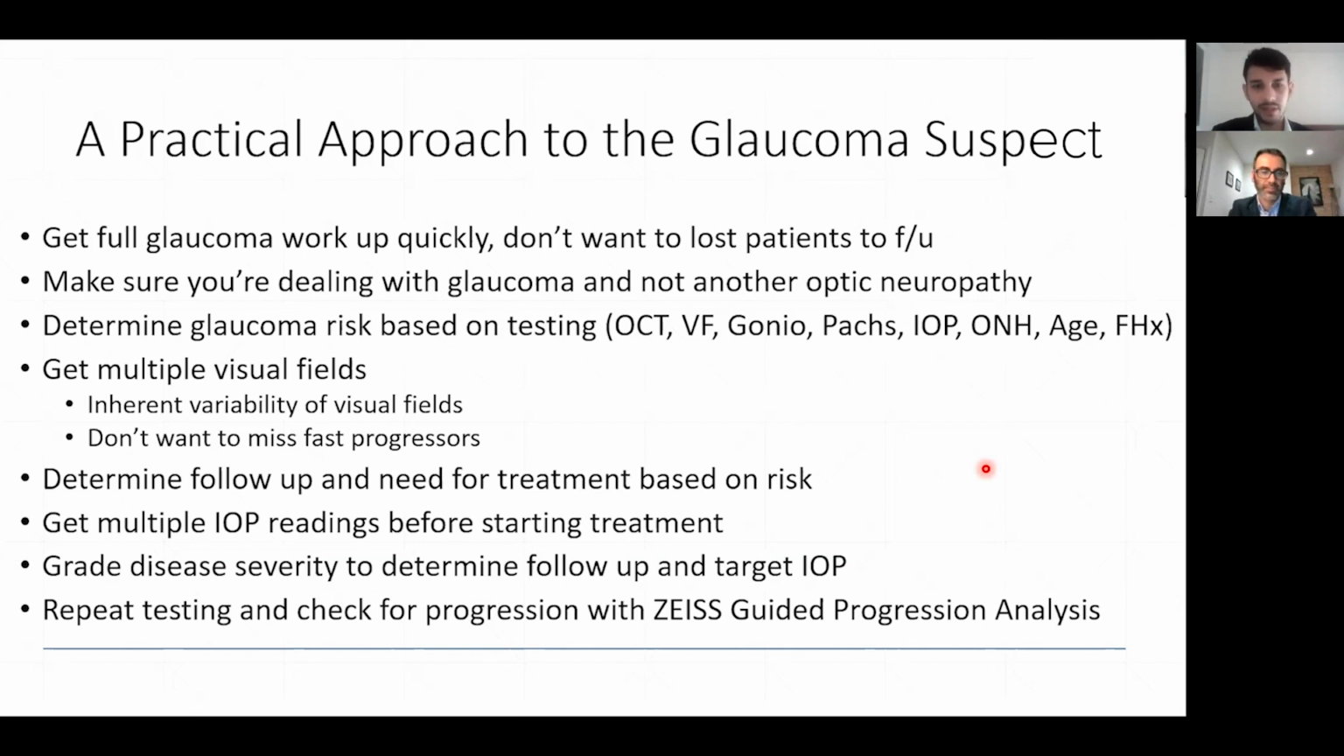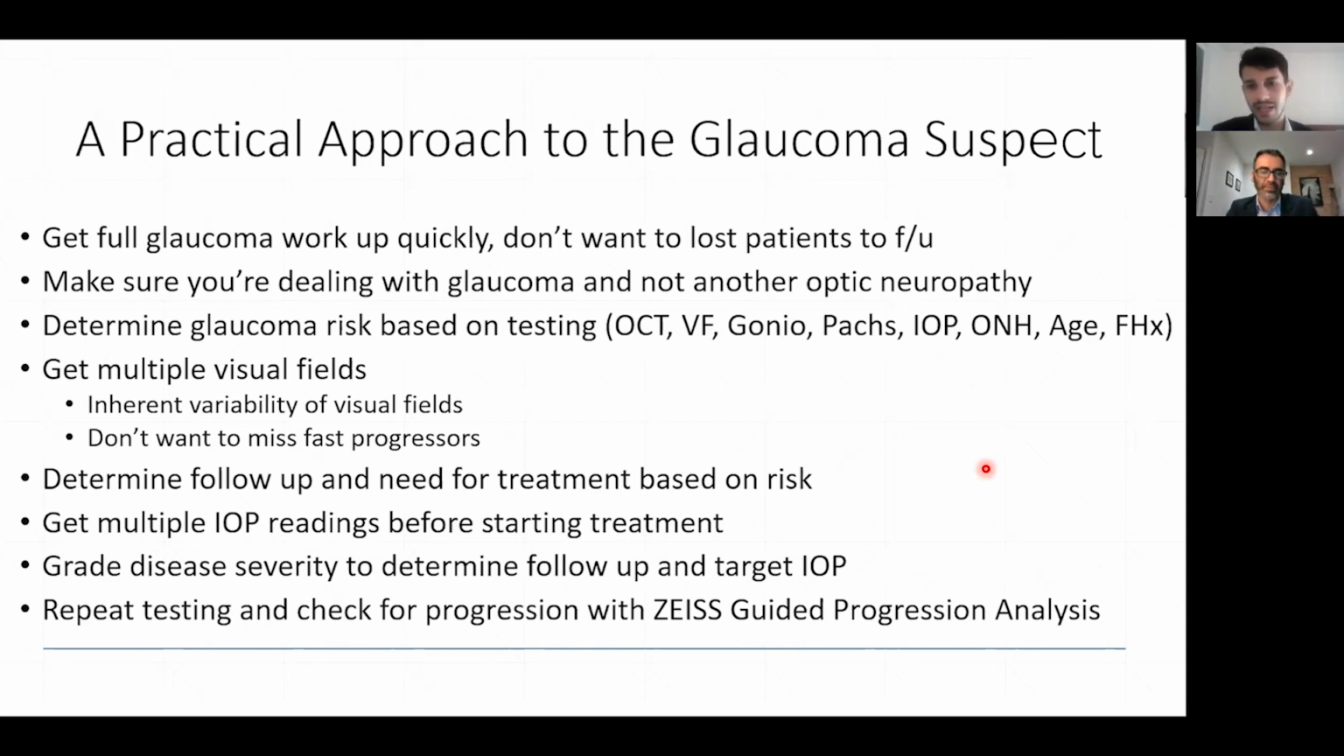The big thing is, of course, use this data to determine your follow-up and your need for treatment based on risk. Get multiple IOP readings before starting treatment. Ideally, I'd like to get 3. Sometimes if you have a patient with definite glaucoma, 30 pressures on 2 visits, I'm probably going to start treatment on that 2nd visit. I'm not going to wait for a 3rd visit.